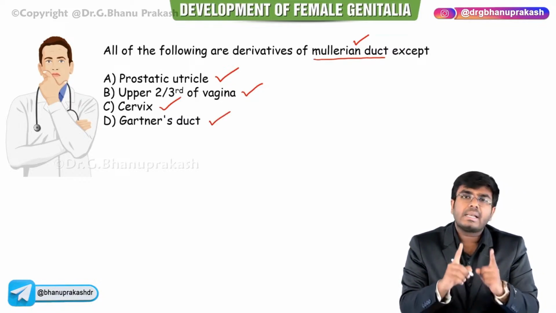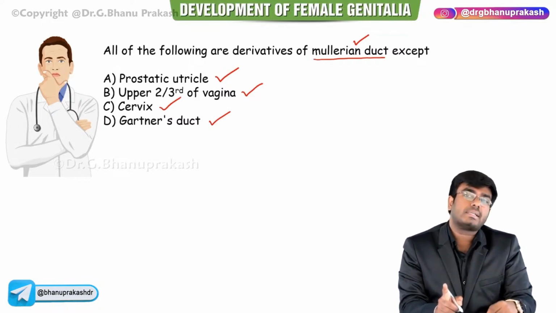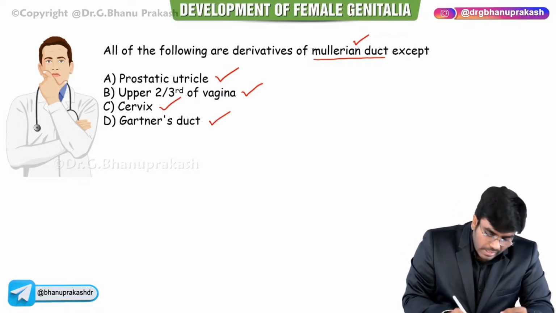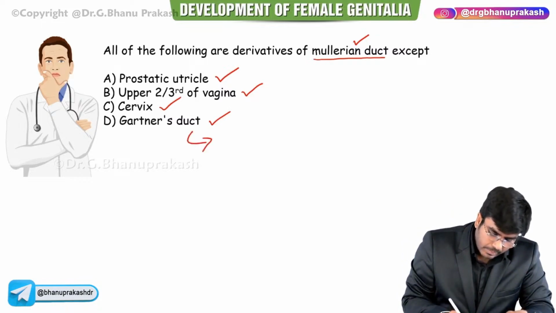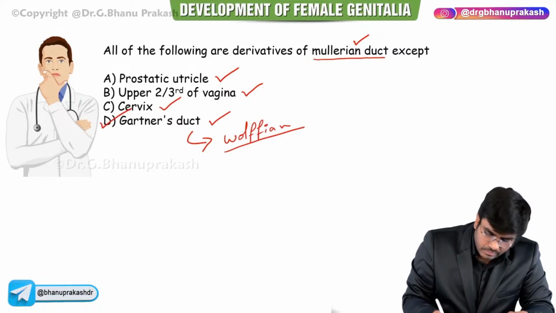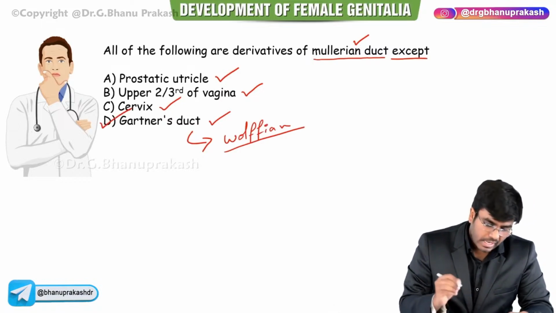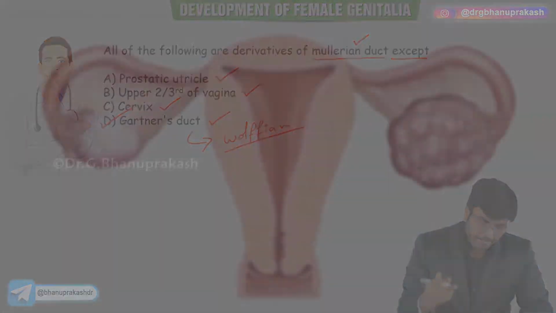Gartner's duct is a remnant of Wolffian duct in a female. So Gartner's duct is a remnant of Wolffian duct. Okay, so this is the answer. We are talking about the except, right? So Gartner's duct is the answer.